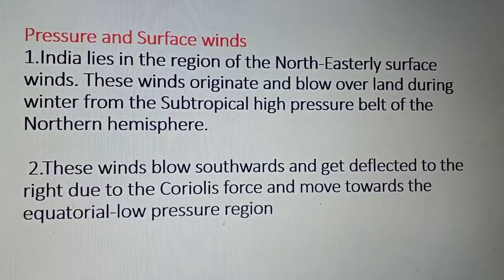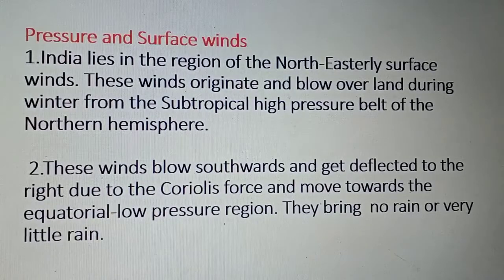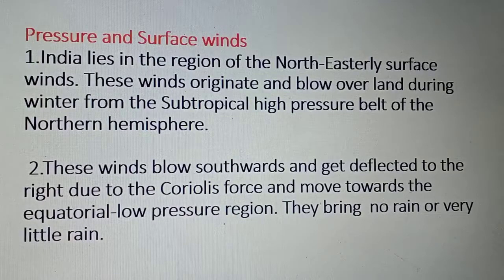These winds originate from the land. During the summer season, the land creates low pressure, and the sea creates high pressure. And these winds blow southwards. These northeasterly winds come from the north of India, blow southwards, and get deflected to the right due to the Coriolis force.